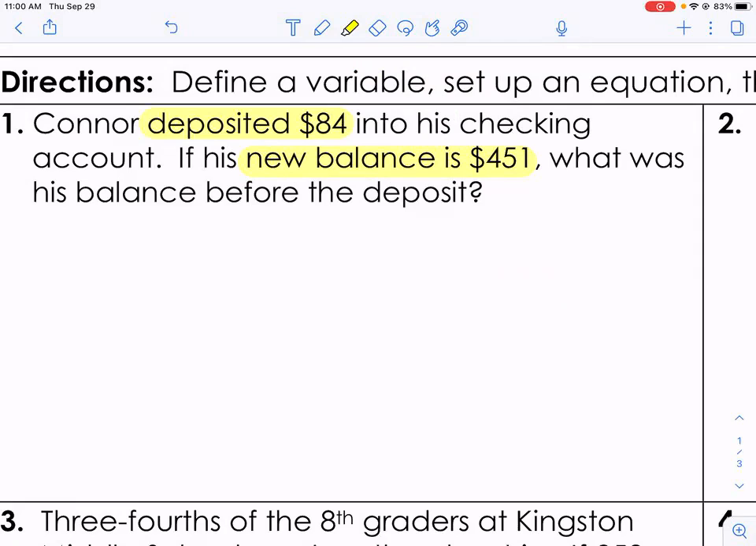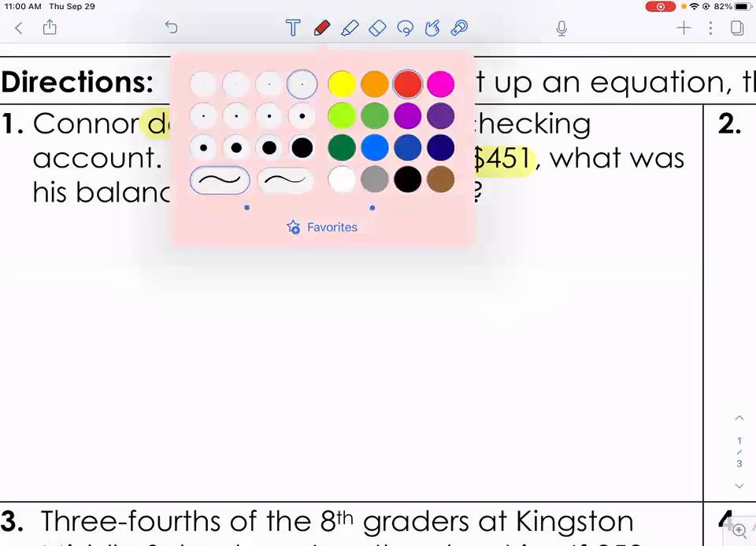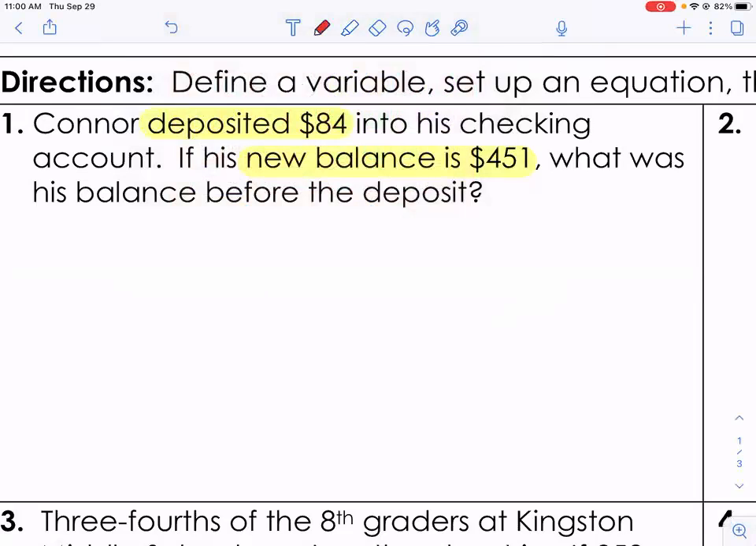Okay. So, Brady, what are we looking for? What is the unknown we're trying to find? What are we looking for? Like, read the last half of that sentence. What are we looking for? His new balance. Okay. So what letter do you want to use? X. Okay. X is going to be the money that represents his new balance.